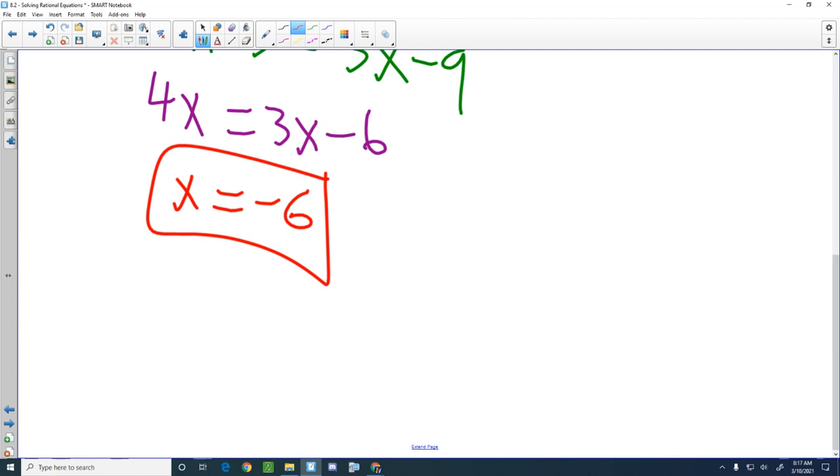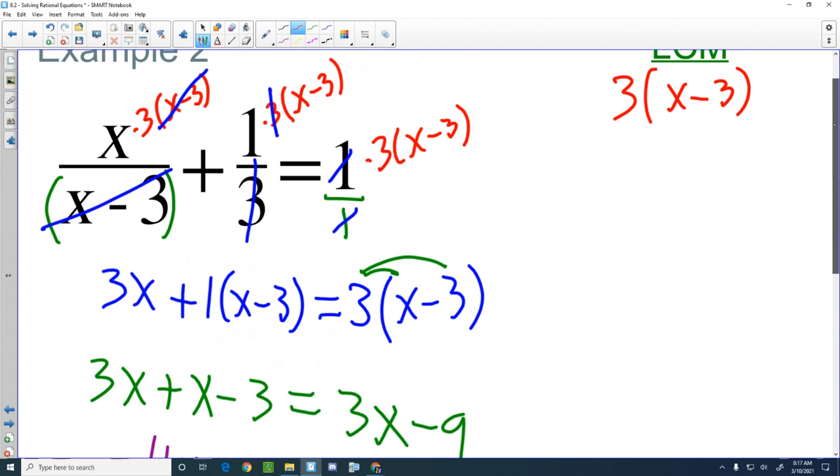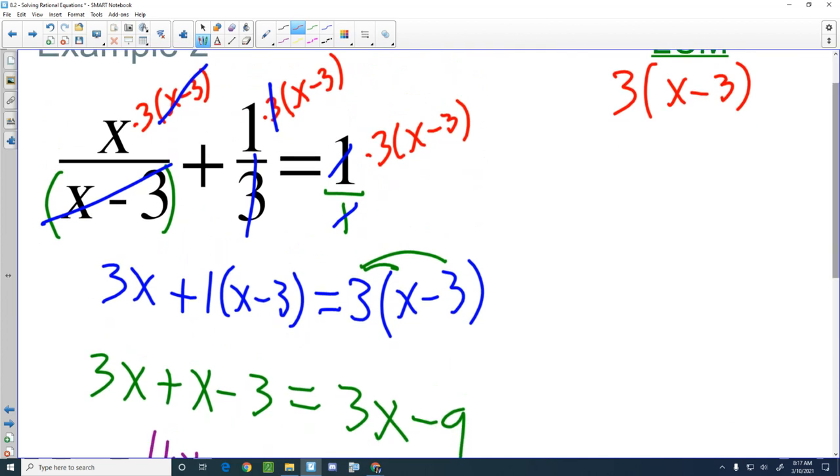Do you have to worry about extraneous solutions with these, do you think? Yeah. It's a very easy check. You do have to, but it's a very easy check. Because what's the one number that you can't divide by, everybody? 0. You can't divide by 0. So just look at your denominators and make sure if you plugged in a negative 6 for x, would you get a 0 in any of the denominators? No, you wouldn't. So not extraneous.